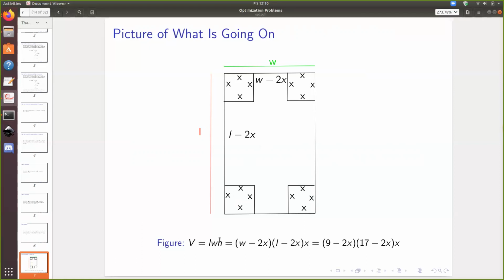So using this information, we have that the volume is equal to the length times the width times the height, which we can set equal to W minus 2x times L minus 2x times x. We've still got a lot of variables going on, but given the statement of the problem, we can work this down to one variable and plug in 9 for the width and 17 for the length. And we get an equation in terms of x that we can find our max for.